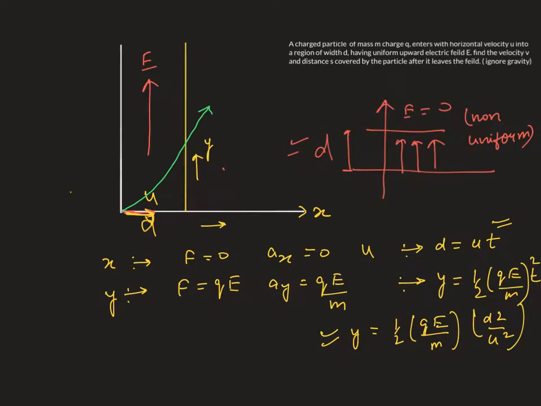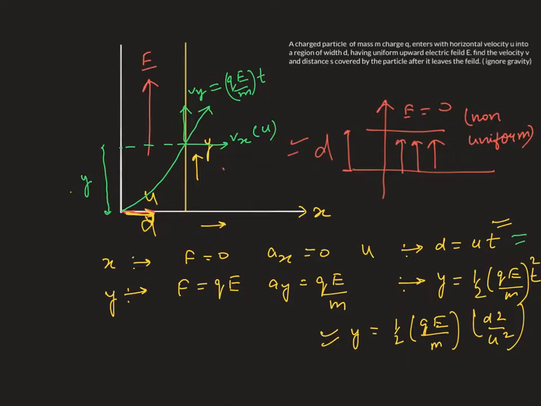So this is obviously y, and we can also find the velocities vx and vy. Vx would always remain u, not changing. Vy would be acceleration into time, that is qE by m into t. Again, the value of t can be taken from here, that is d by u.